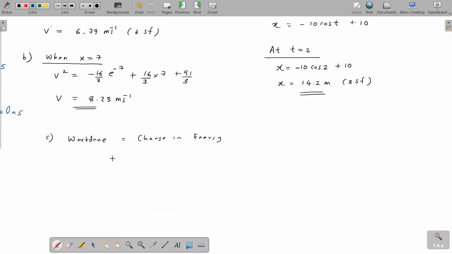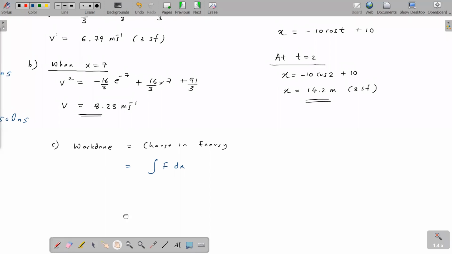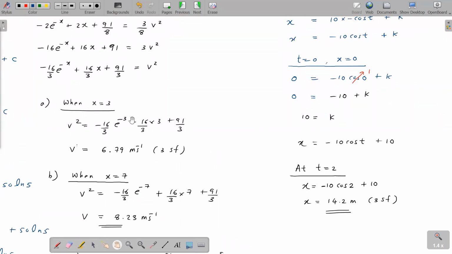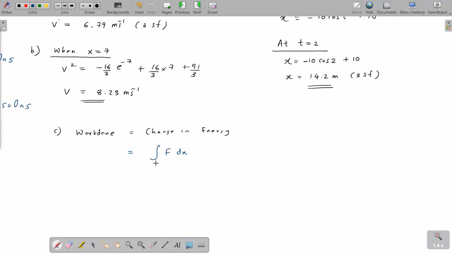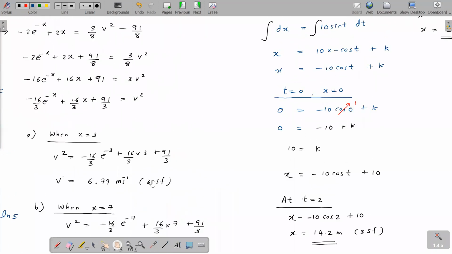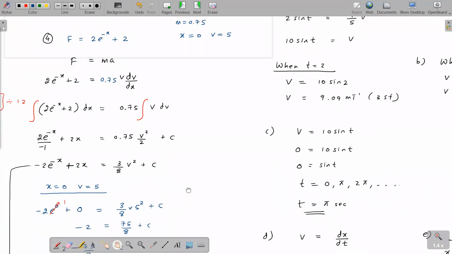So I will directly write here work done equals integration of the force with respect to x. And what are our x limits? Yeah, x limits are from 3 to 7, right? They want the work done from x equals 3 to x equals 7. So our force was 2e to the power minus x plus 2, right? That was our force, isn't it? The force was 2e to the power minus x plus 2.